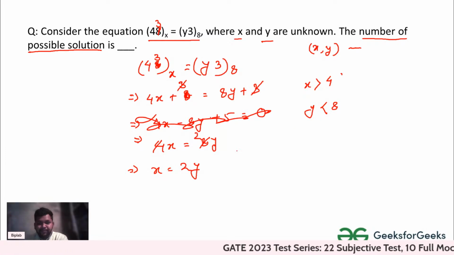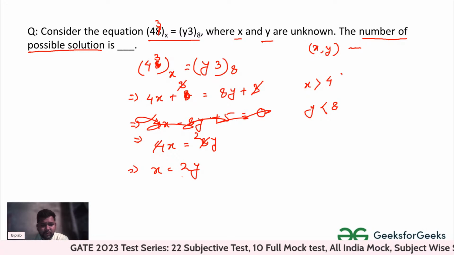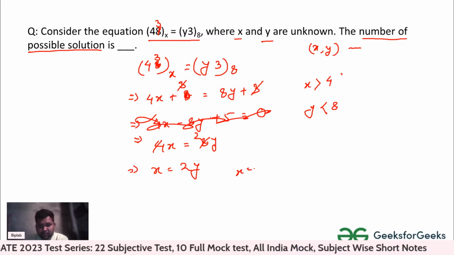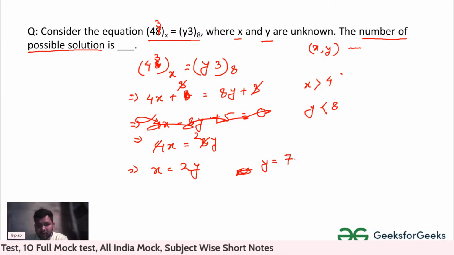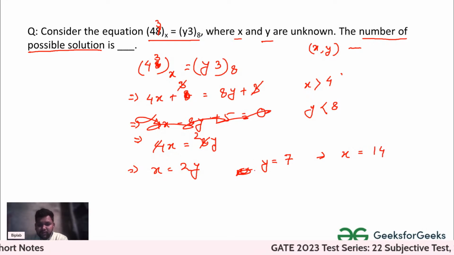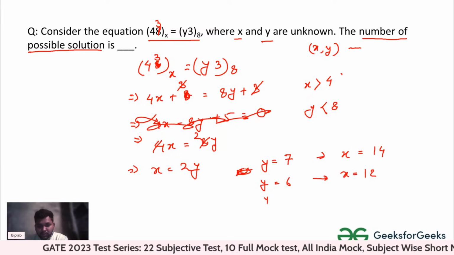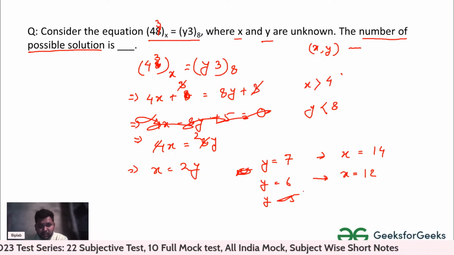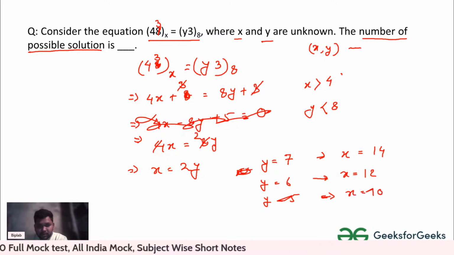Okay. Strictly less than. So let's put x equals 5. No, let's put values of y. Okay, y equals 7. In that case, x equals maybe 14, which is okay. When y equals 6, x equals 12. y equals 5, x equals 10.